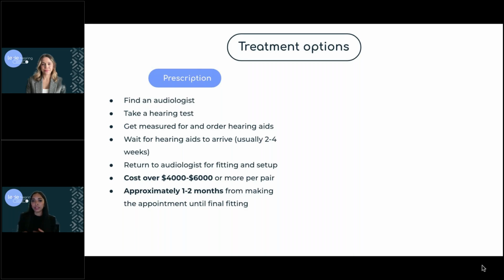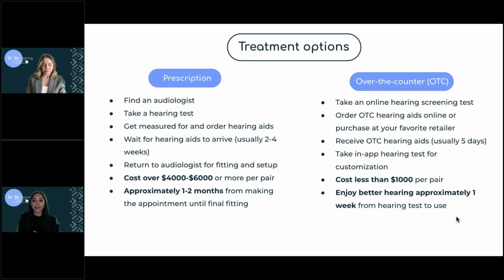And then you would need to go for follow-ups so that you can ensure that your hearing aid is actually doing what it's meant to be doing. This could cost between $4,000 and $6,000 or even a little bit more depending on the options you go for. So it takes about a month or 2 from initiating your original appointment to actually getting your hearing aids fitted and being able to use them comfortably. So this is one option that you have available to you.